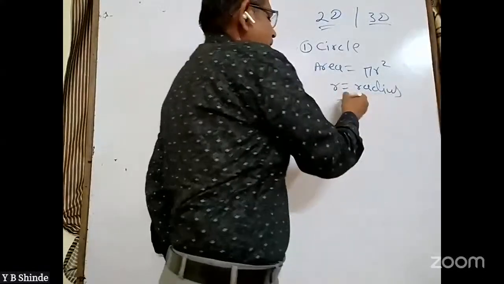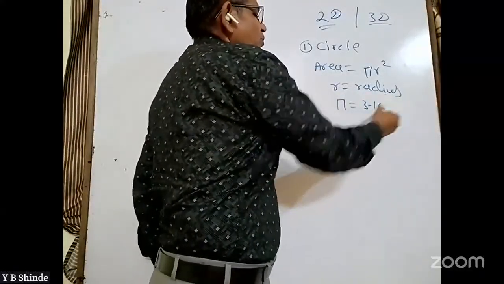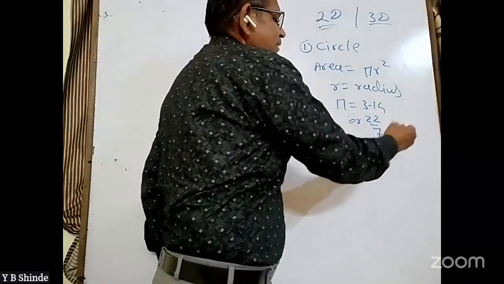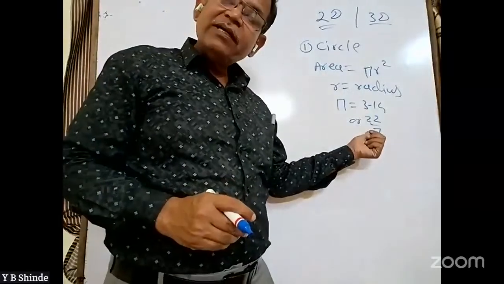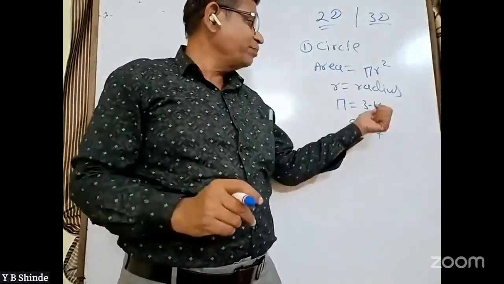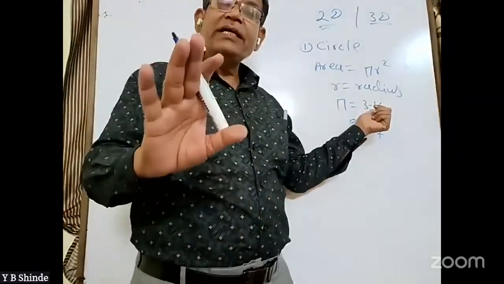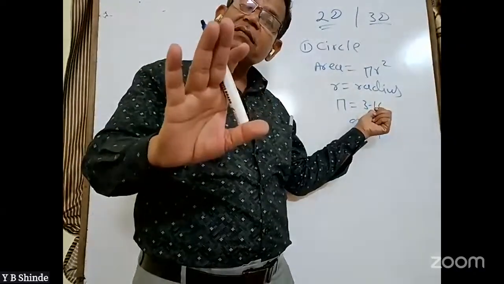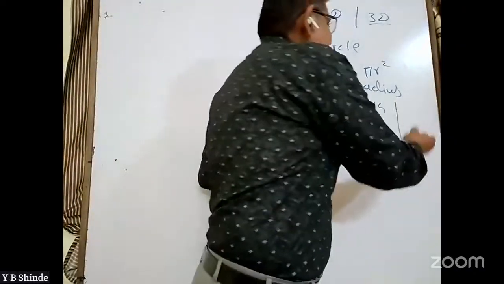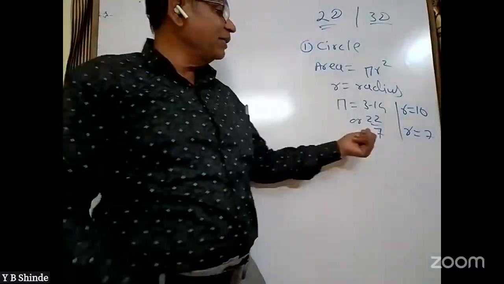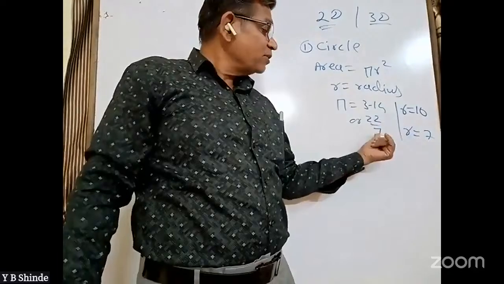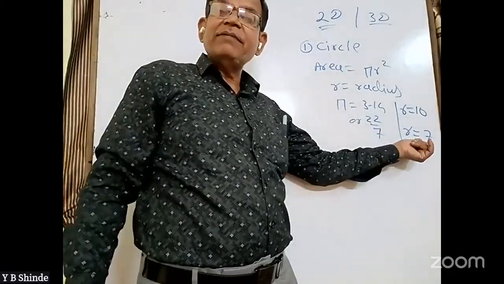What is pi? Pi is nothing but 3.14, or we consider it as 22 by 7, depending on the problem. If it is convenient to take 22 by 7, take 22 by 7. If the value of the radius is, say, 7, then this 7 can cancel R square.